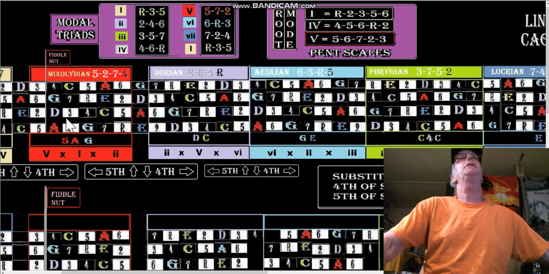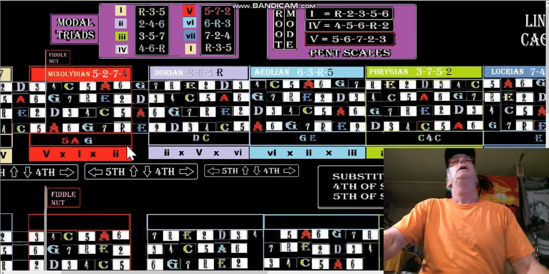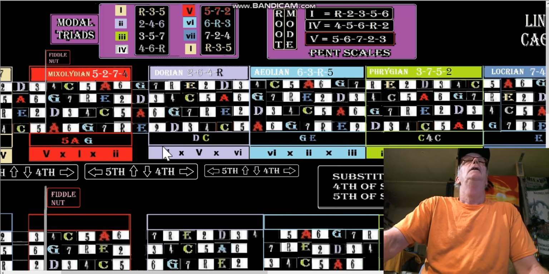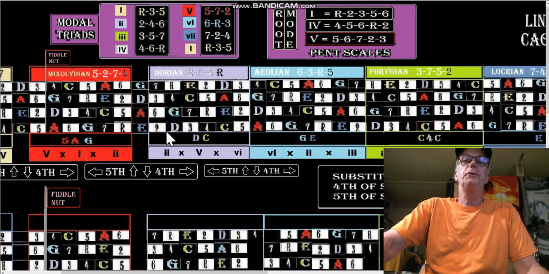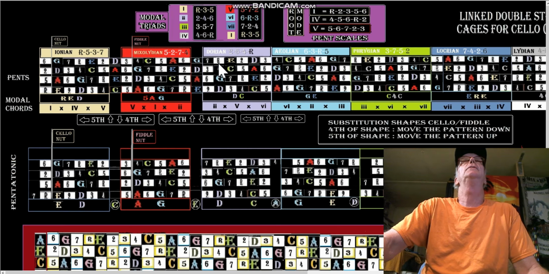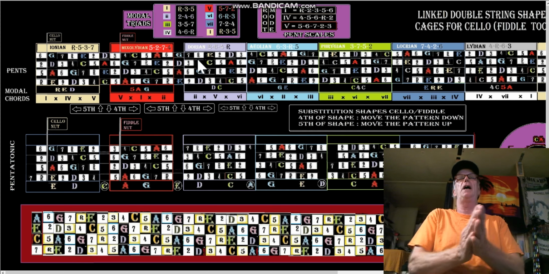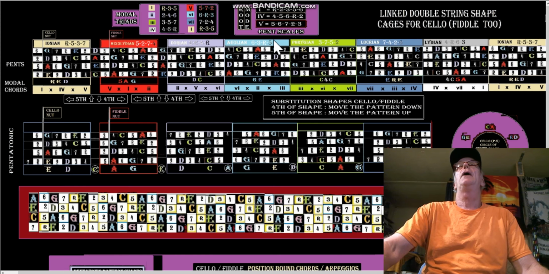That's why we deal with string shapes. It's shapes we're concerned with, not the raw note count, unless we're doing modals. In the modal keys, the note count is a lot better. It works on that. We're out of time.